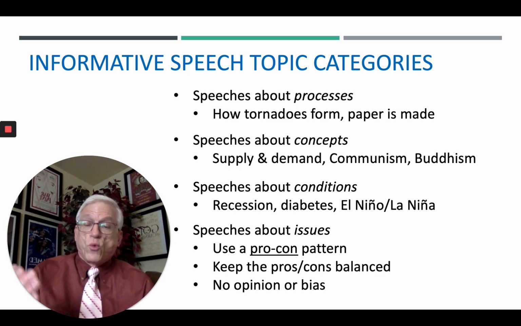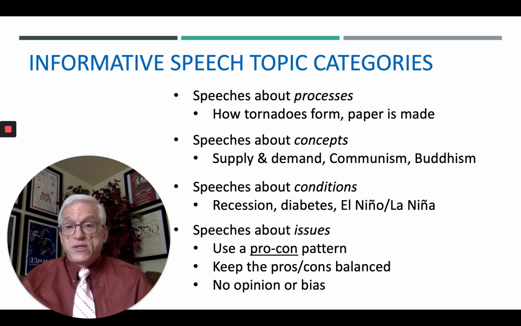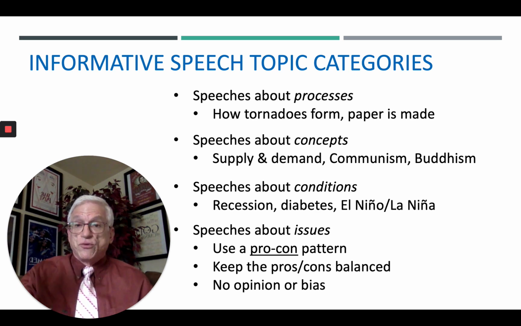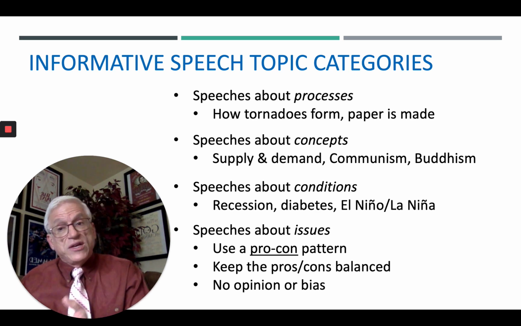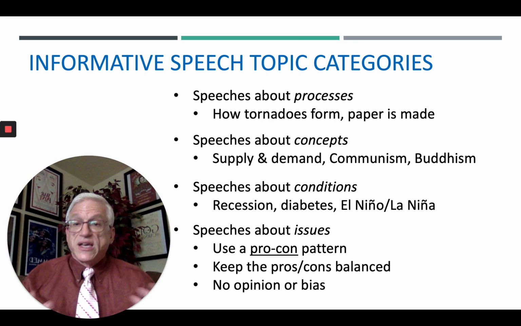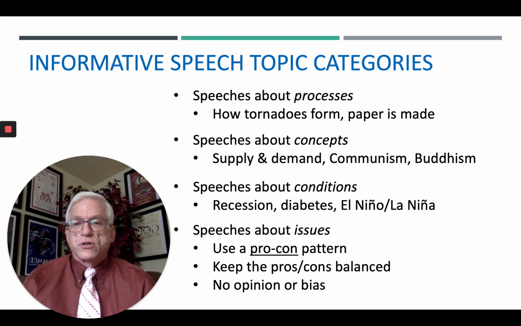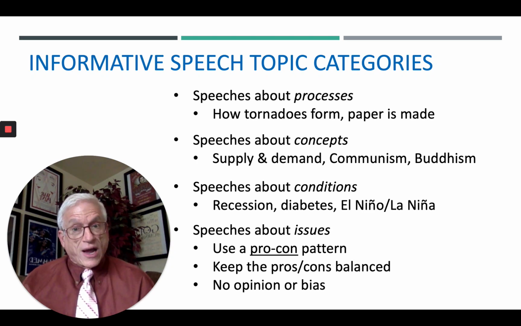I don't want to include any bias, any opinion. I just want at the end of that speech my audience to make their own decision. Hence, it's informing us about an issue, giving us both sides of the issue, and at the end of the speech we get to make our own decision. This is the toughest thing for you to do because if you're very passionate about one side or the other, it's really hard to hide your bias. So you've got to be very careful if you're going to be doing that.